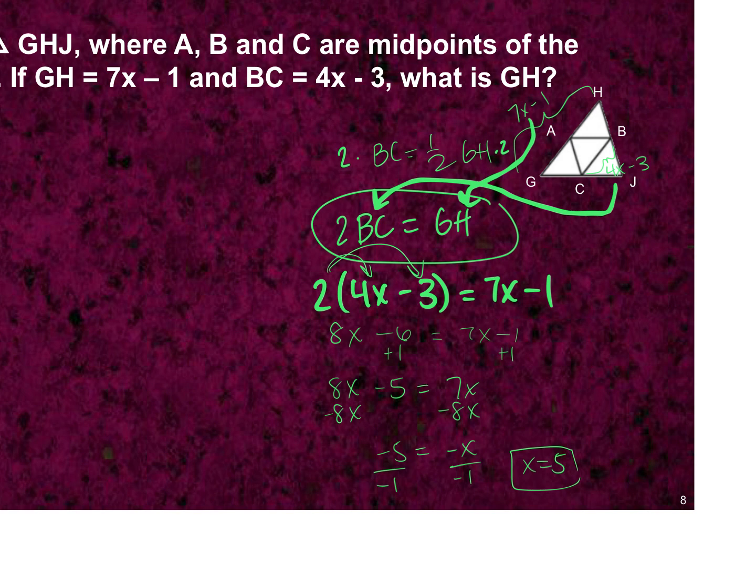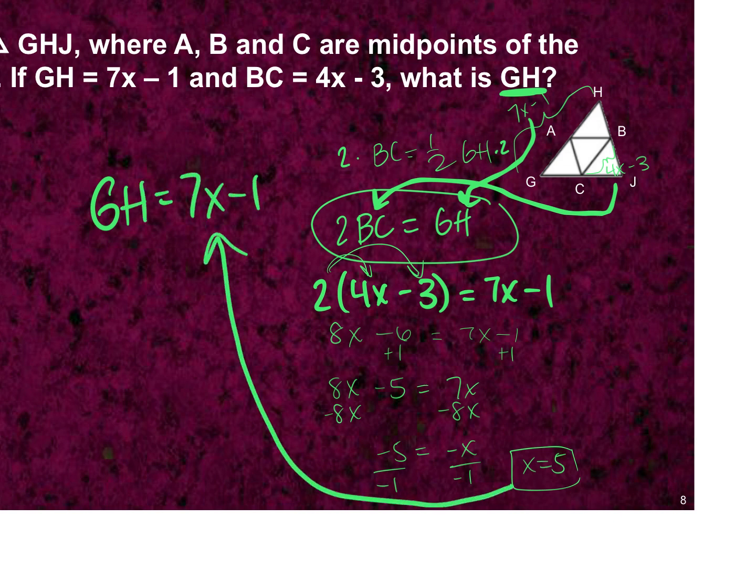Either one? No. They're not the same length. Which one was it asking me for? GH. What was GH? 7x minus 1. So take this 5, plug it into this one, and we're going to get GH equals 35 minus 1, which is 34.